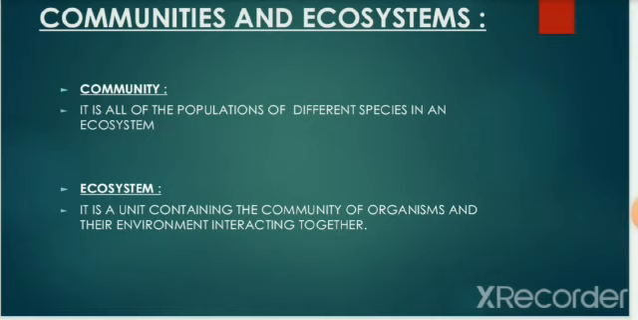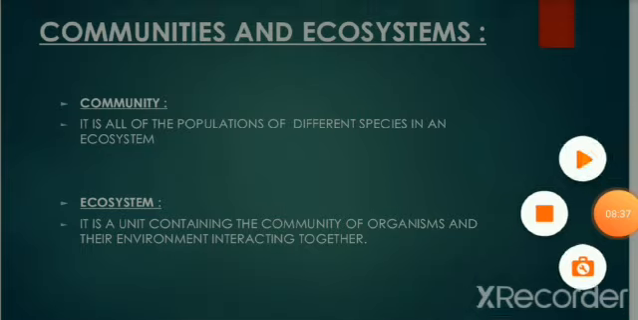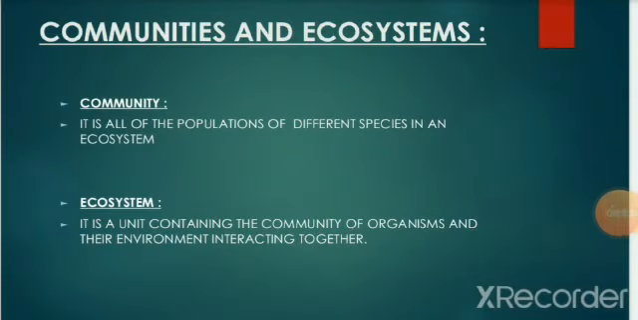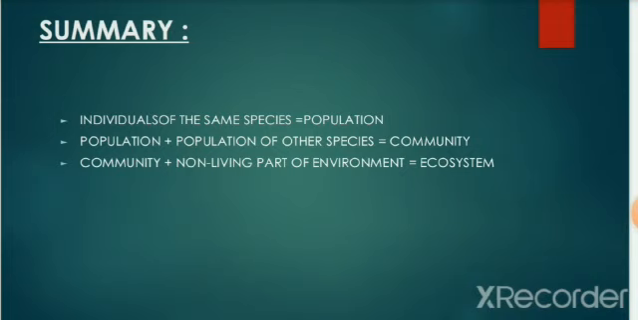And now, what is an ecosystem? An ecosystem is basically a unit that contains all the communities of organisms and their environment, and they interact together. So as we know, the environment in which an ecosystem is sustained is made up of different communities. We'll go on to the summaries.